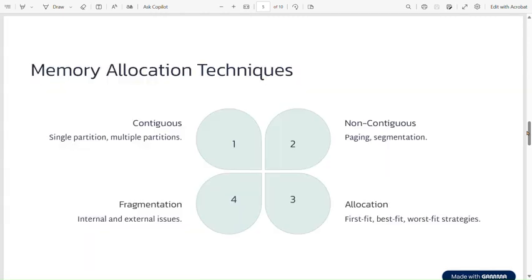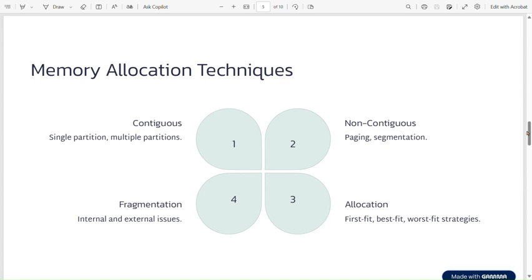Then memory allocation techniques. First one is contiguous. Memory is allocated in a single contiguous block, simple but leads to fragmentation, internal and external. For example, first fit, best fit, and worst fit. Second one is non-contiguous, which is paging and segmentation.